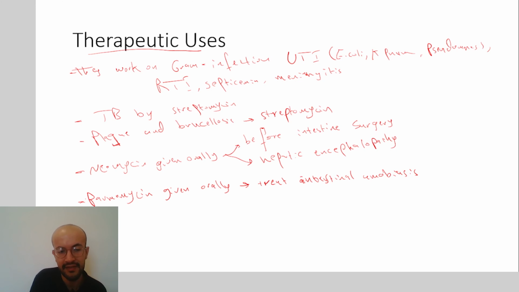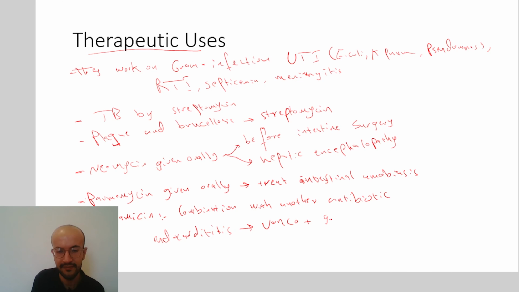Gentamicin is often used in combination with other antibiotics to treat infections like subacute bacterial endocarditis, and we use vancomycin plus gentamicin.